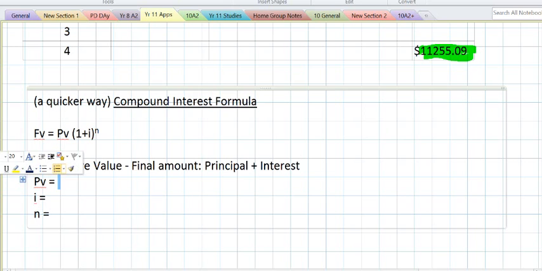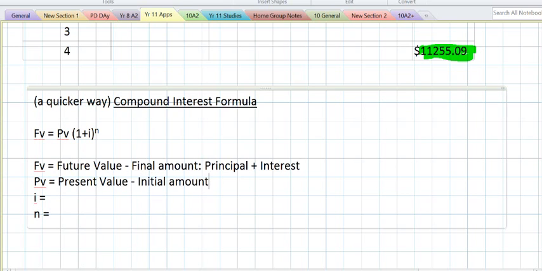PV is present value. It's the amount you have at the start of the loan. Now, I is the interest. Is N the number of years? Not quite. This is where it gets more complicated. I is the interest per period.